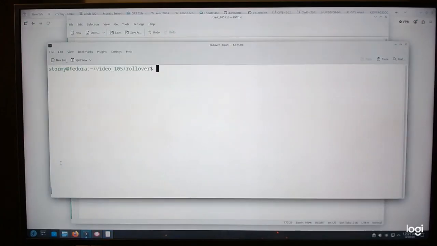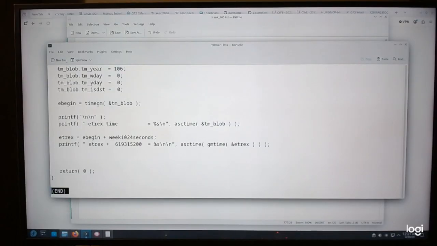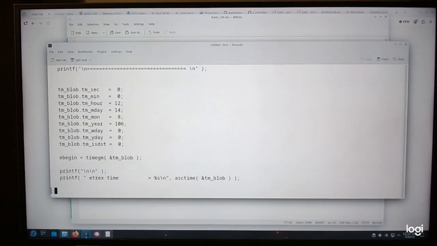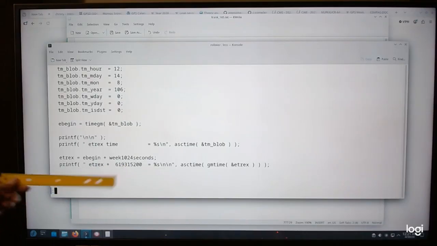So if we were to go back over here to my rollover, let me show you, and go down to the bottom. See right here? The 12, I can't read the time, but it's September the 14th, 2006. And if we were just to add 619 million seconds, we should get April the 30th.